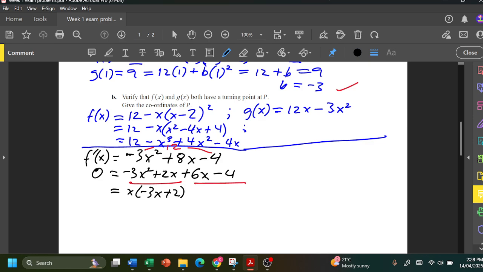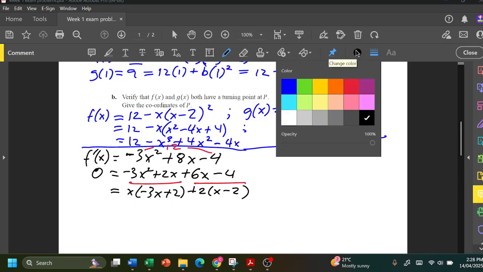And then if I look at the second half of the quadratic, I can see that they have a common factor of 2. So let's take out that common factor. That leaves us with, sorry, that's not right.